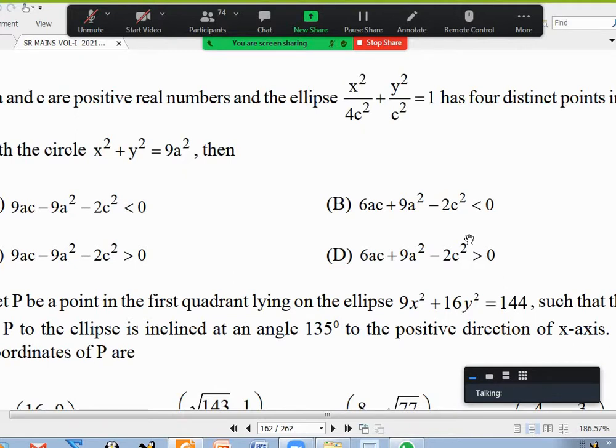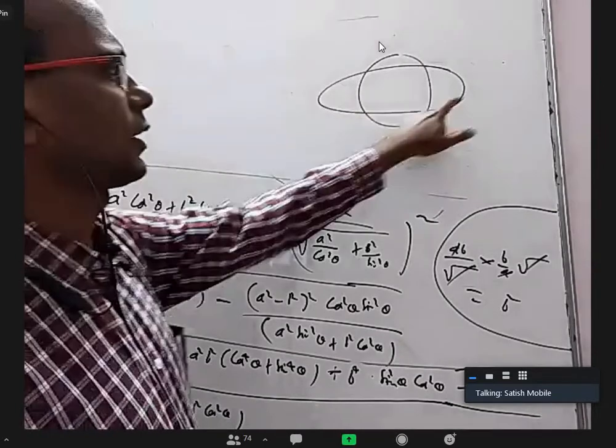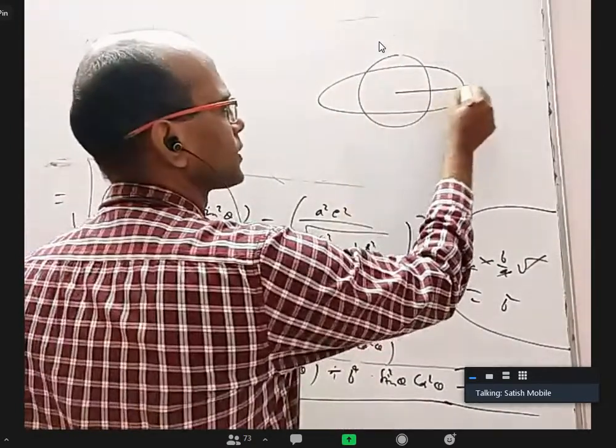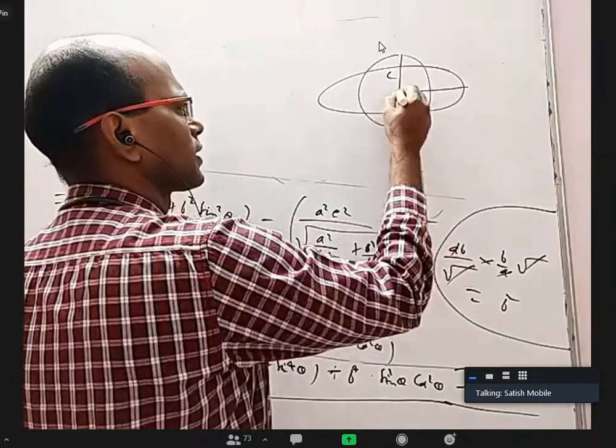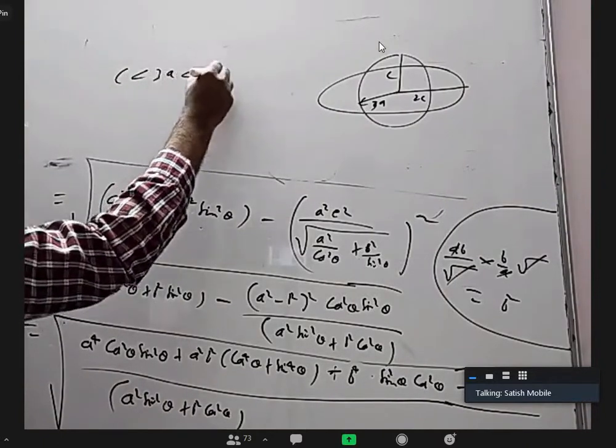The thing is, when can a circle intersect an ellipse at 4 points? Its radius should be less than major axis and more than minor axis. Am I right? Yes, sir. Correct. You have an ellipse, the radius should be less than, okay. For this ellipse, this is 2c and this is c. For the circle, this radius is 3a. So I think I can easily say c less than 3a less than 2c.